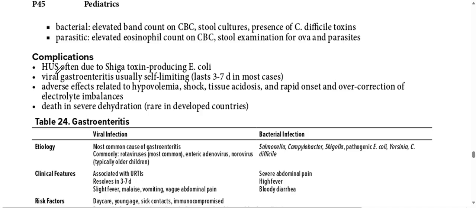Complications: hemolytic uremic syndrome can happen due to Shiga toxin producing E. coli. So remember, Shiga toxin producing E. coli can cause HUS. Viral gastro is usually self-limiting. It can last 3 to 7 days and then it resolves. Adverse effects related to hypovolemia can definitely happen, and shock and acidosis can happen. Death is due to severe dehydration. If the child gets severely dehydrated, death can even happen.